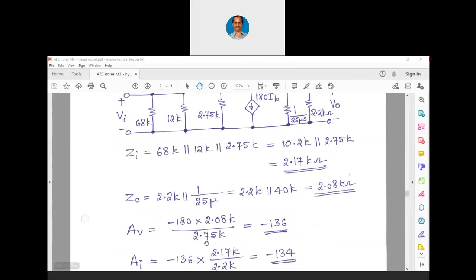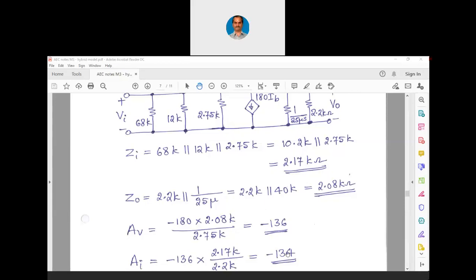AI is now voltage gain times the ratio of the resistances. We can find the current gain, because current gain is proportional to this voltage gain along with the impedances, right? So we can write AI equals minus 136 into 2.17k, which is ZI, divided by 2.2k, which is RC. So current gain is minus 134.